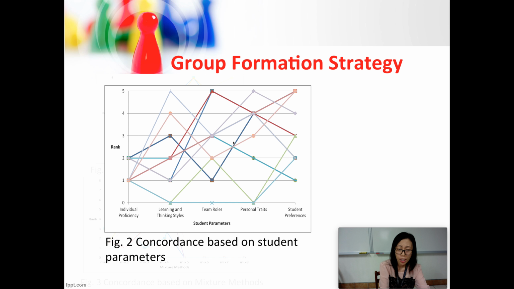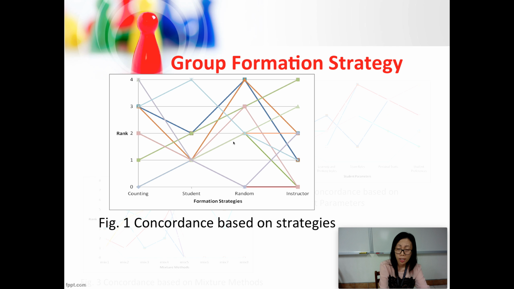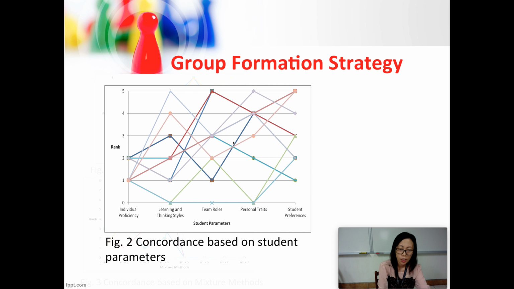The concordance, by the way, of the previous figure, let me go back to it again. The concordance of the group formation strategies is low at 0.18. Now, the concordance based on student parameters is still low. It's 0.34. Although it's low, we still got the ranking. So the ranking is as follows.